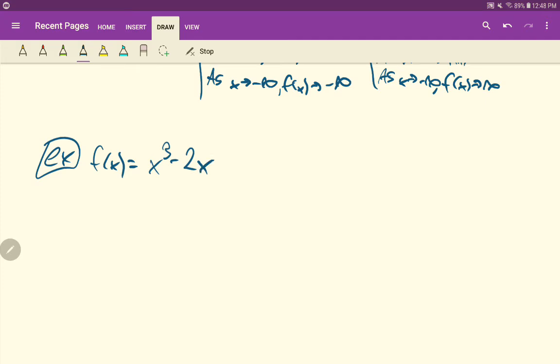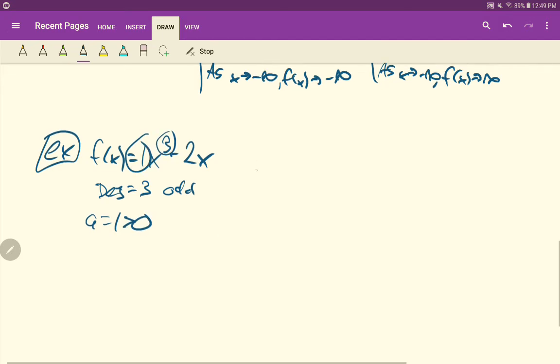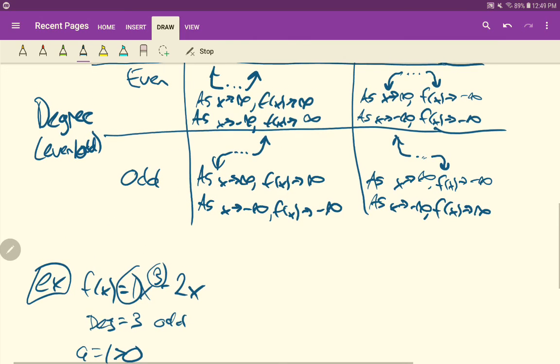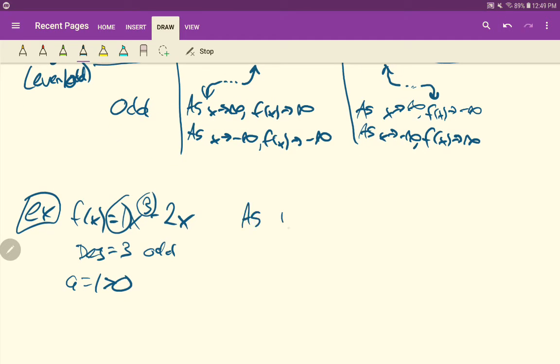Okay, so what is our degree here? Degree is 3, which is odd. The lead coefficient, a, equals 1, which is greater than 0. Okay, because there it is right there. Okay, and so what does that mean? Well, we have odd degree, positive lead coefficient. So odd, positive, we're going to get this right here. Okay, so end behavior would be as x approaches infinity, f of x will approach infinity, and as x approaches negative infinity, f of x will approach negative infinity.